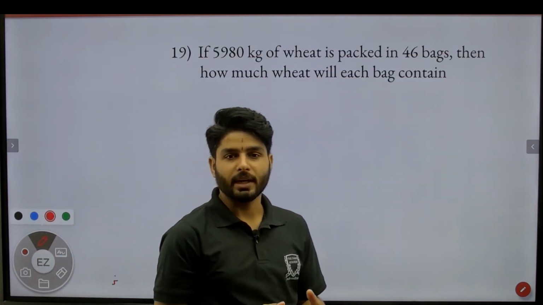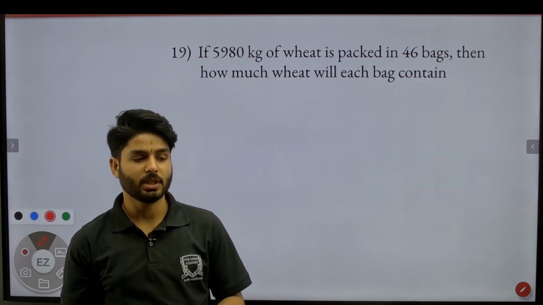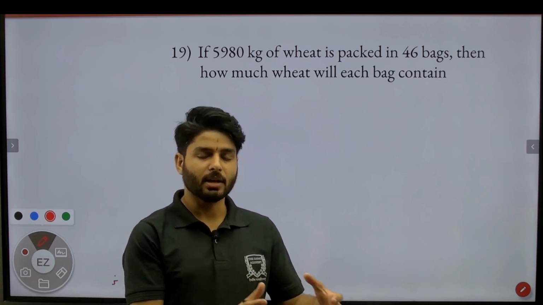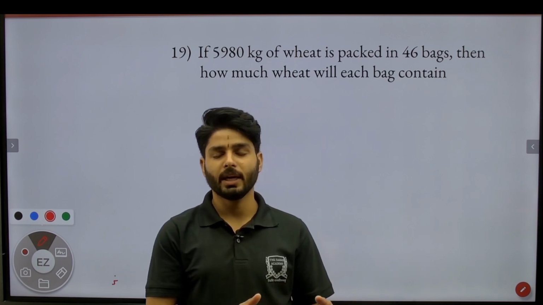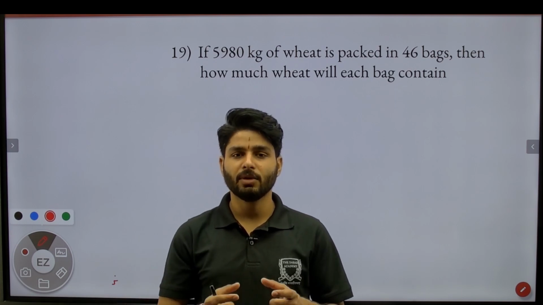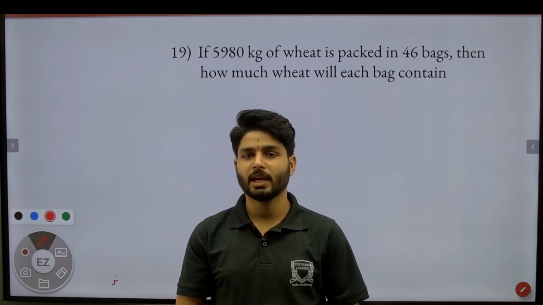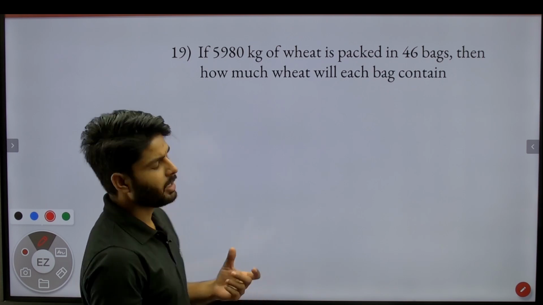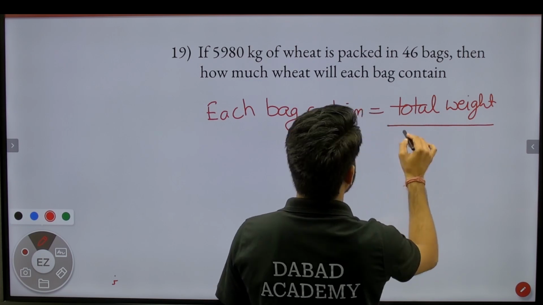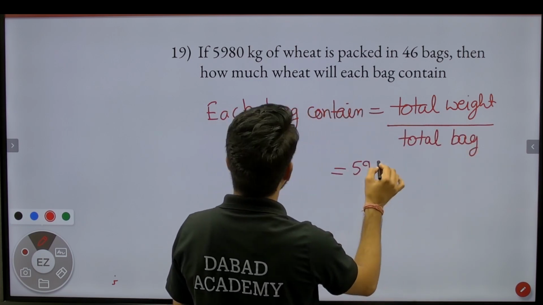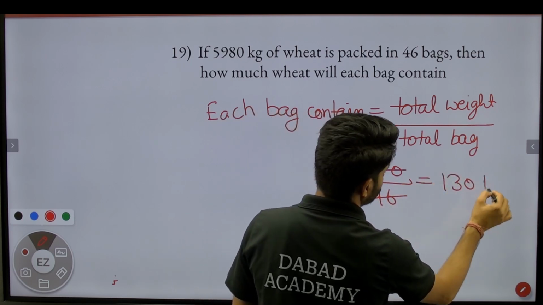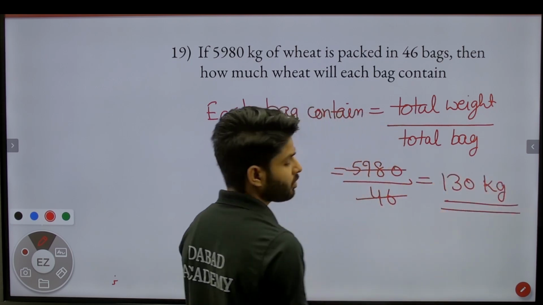If 5,980 kg of wheat is packed in 46 bags, how much wheat will each bag contain? If we reduce 46 bags by one, we have 45, then again reduce by one, we have 44 bags. If we keep reducing this way, it means we do repeated subtraction, and instead of repeated subtraction we directly do division. So each bag contains total weight divided by total bags, that is 5980 divided by 46. When we divide, we get 130 kg. So the weight of 1 bag is 130 kg.